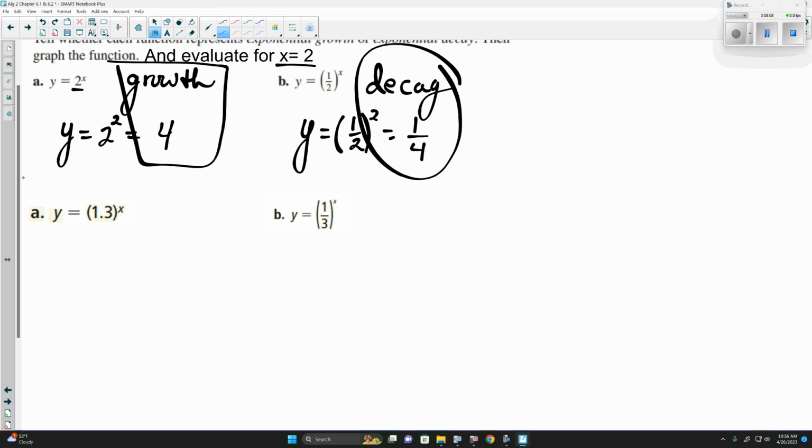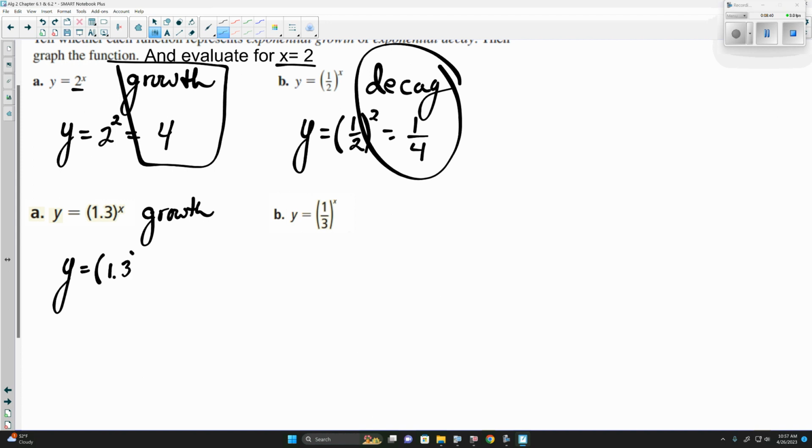Let's look at number 1. So we have y equals 1.3 to the x. Since it's a decimal, this would be growth. Well, if it's bigger than 1. So 0.5 would be decay because it's less than 1 but greater than 0. Here it's greater than 1, so it would be growth.